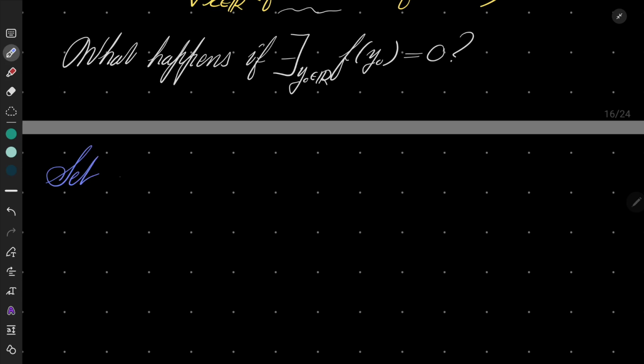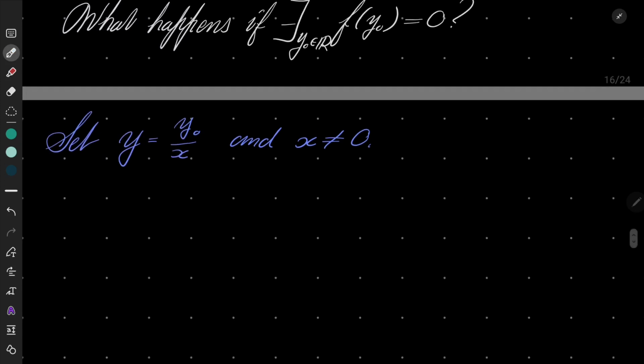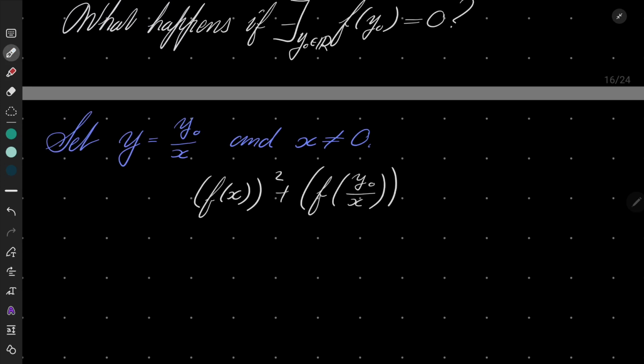Then let's set the following. Set y to be y sub 0 over x, and let x be non-zero. And we get the following. f of x squared plus f of y sub 0 over x squared is less than or equal to 2 times f of x times y, it's just y sub 0.